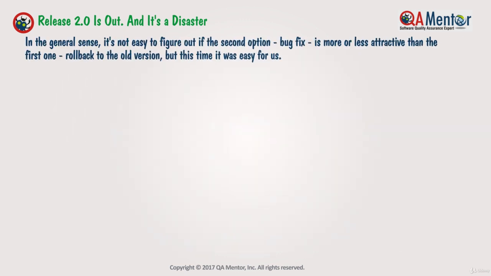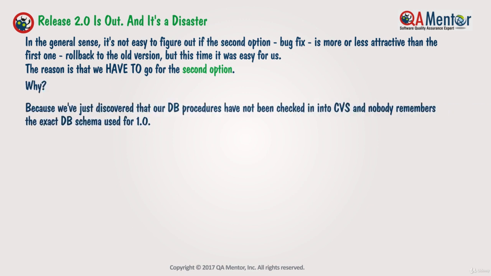In the general sense, it's not easy to figure out if the second option, bug fix, is more or less attractive than the first one, roll back to the old version. But this time it was easy for us. The reason is we have to go for the second option. Why? Because we've just discovered that our DB procedures have not been checked into CVS, and nobody remembers the exact DB schema used for 1.0.